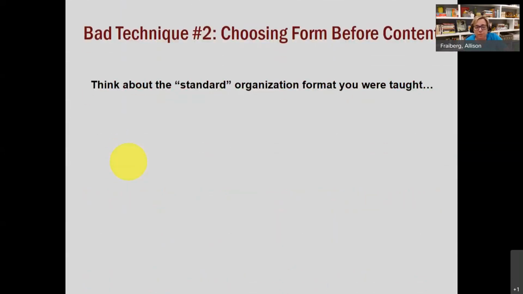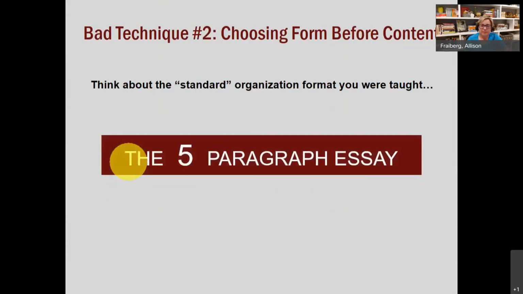Now, bad technique number 2 is where we'll form the bulk of our analysis here. This is choosing form before content. Think for a minute about the standard organization format you were taught. Remember that? This one, right? Introduction with your thesis in it. How many points did you need to support that thesis? 3, right? I don't know where that came from because we like 3s. It's completely arbitrary. And then a conclusion that reiterates those 3 reasons for your thesis and says, see, I'm right, in fancier words.